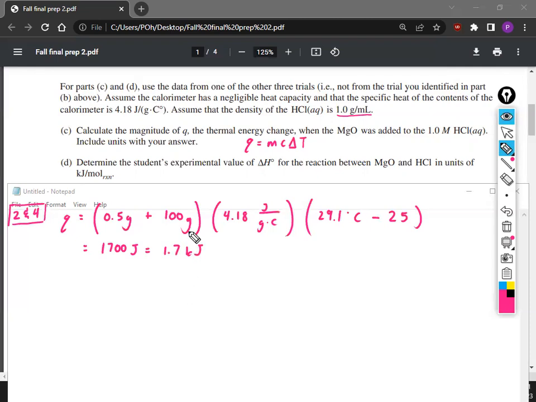All good? Yeah, so that was the big thing right here. Just be very careful when you're reading the problems. If it tells you the specific heat of the contents in the calorimeter, you've got to add up everything in the calorimeter. If it's just one of them, then you probably just need to use one of them.